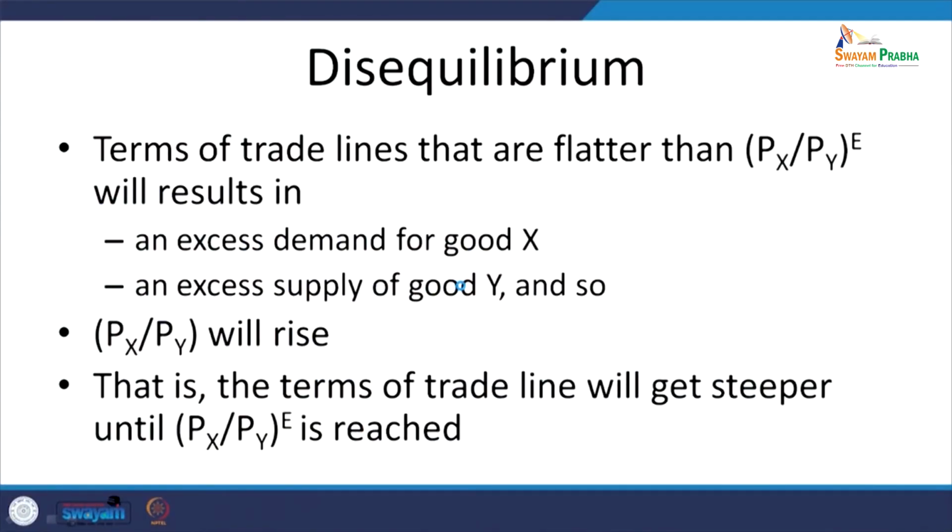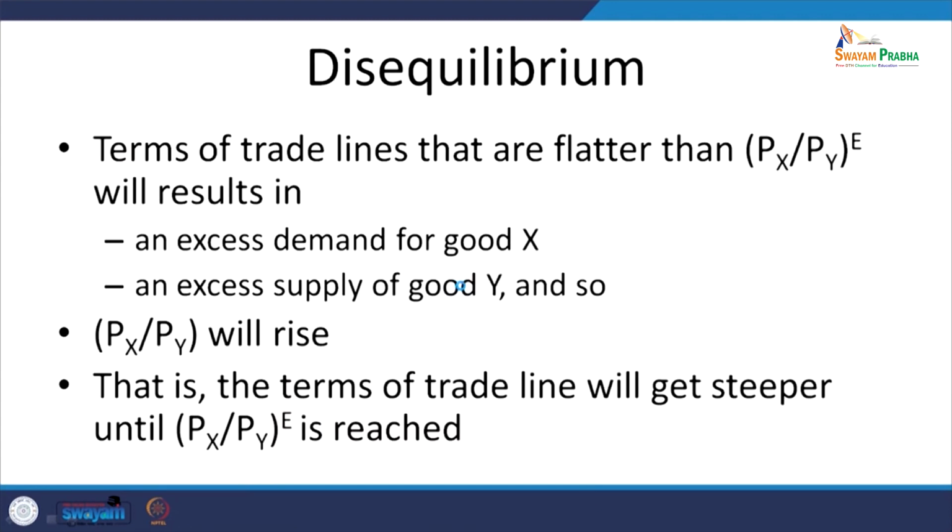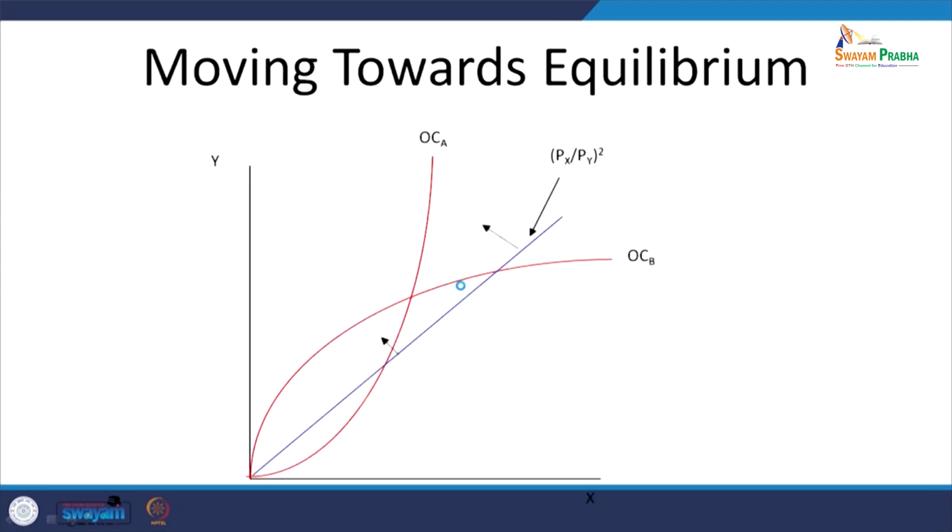So, such that the terms of trade get equalized and reach a better point, and accordingly the prices get changed. In the reverse case, the terms of trade will get steeper. In the earlier case we said the terms of trade get flatter. Now we are saying it gets steeper and reaches the equilibrium point. Accordingly, the equilibrium is reached.